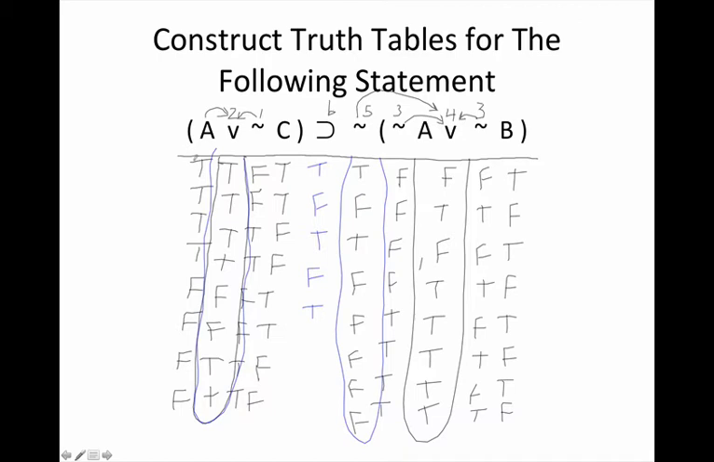Let's see, I got off track here. 1, 2, 3, 4, 5, 6, 7, 8. 1, 2, 3, 4, 5. 1, 2, 3, 4, 5. So that's going to be true, false, false, and should be true. Did I get that right? 1, 2, 3, 4, 5, 7, 8. Oh, whoopsie. A little extra there, huh? Okay, but we got it.